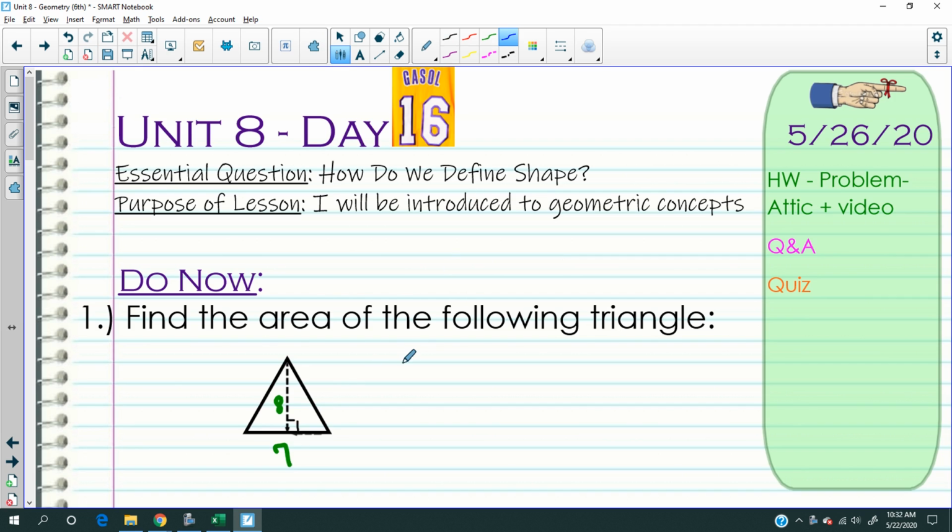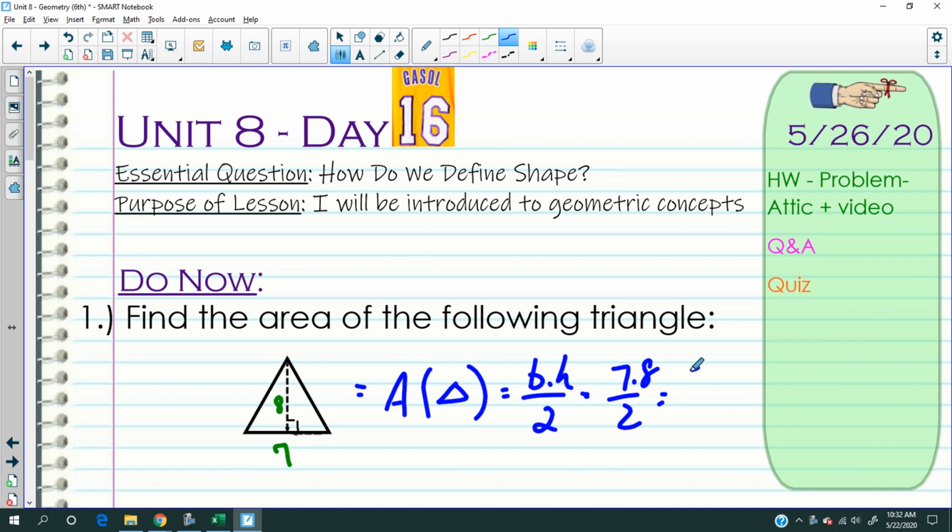Okay, all right. So here we have a triangle. I don't know if I made it clear enough. So here we have a good old triangle. That's the height, 8, right? And then that's the base. So area of a triangle, base times height, right? Always rewrite the equation, the formula. Base times height divided by 2. So that's 56 divided by 2, which is 28. All right, and that's it.